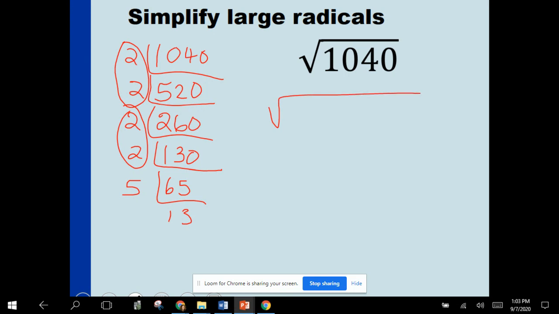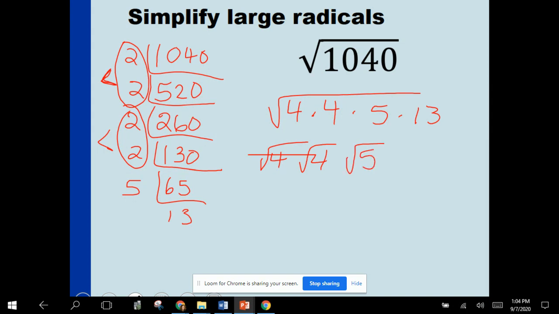So we rewrite the radical as 4. That came from this, 2 times 2, times 4. This came from 2 times 2, times 5 times 13. Now, if I want to rewrite that, I can. I can do the square root of 4 times the square root of 4 times the square root of 5 times the square root of 13.